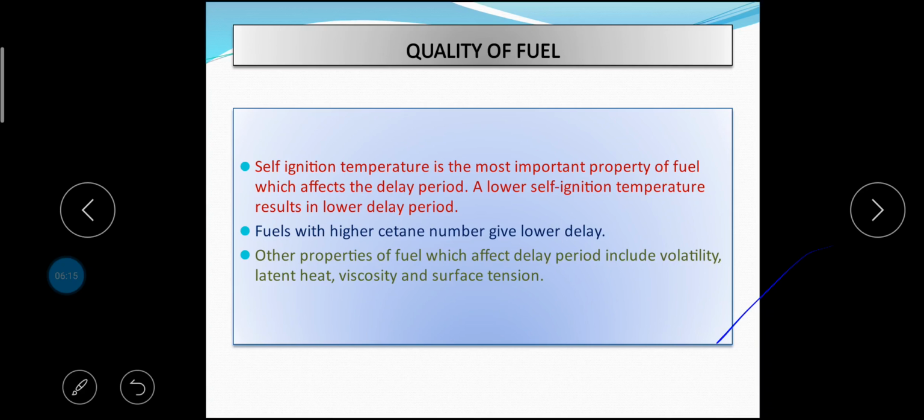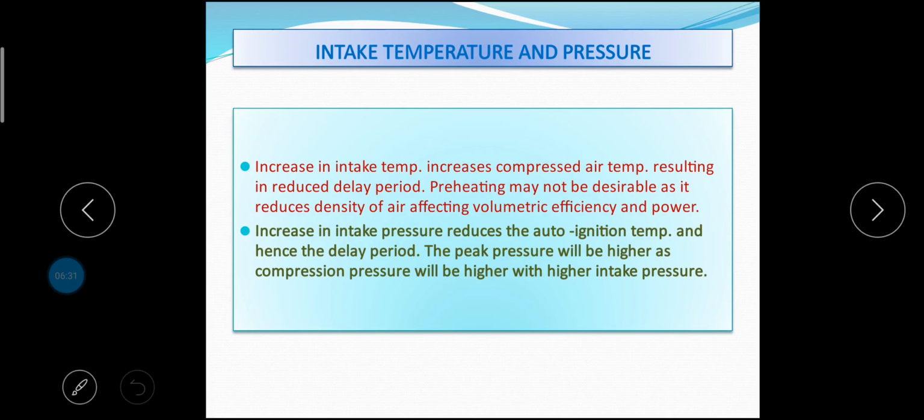Next, intake pressure. Increase in intake pressure or supercharging reduces the autoignition temperature and hence reduces the delay period. The peak pressure will be higher since the compression pressure will increase with intake pressure. I have discussed intake temperature and pressure.